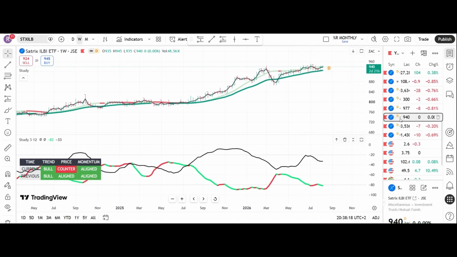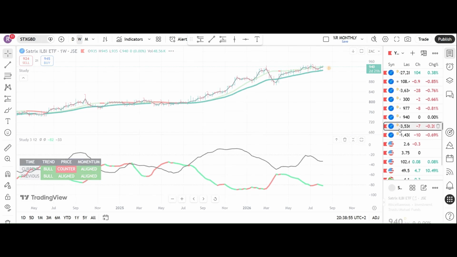The Satrix inflation-linked bonds, a very strong picture here. We can see that when this cross happened, we had the strong push upwards, then last year momentum brought the price down, but now it went up again, came down a little bit, and pushed up again. Still in this bullish trend, price is counter at the moment, but momentum is still aligned with that bullish movement.